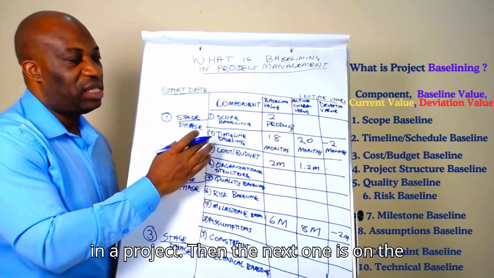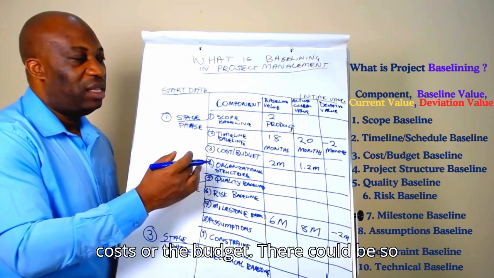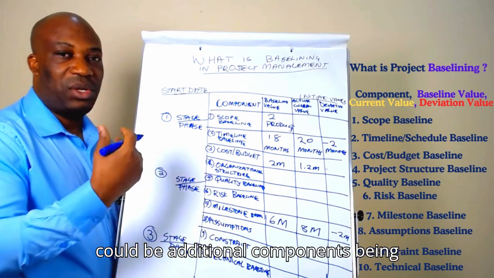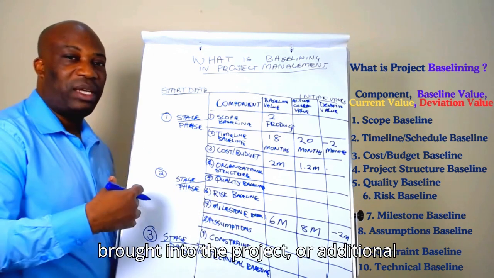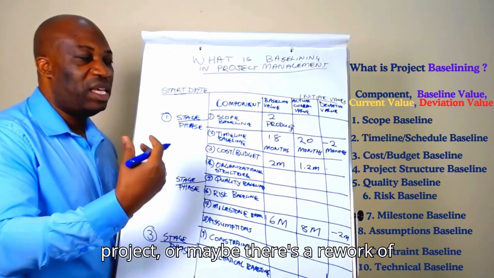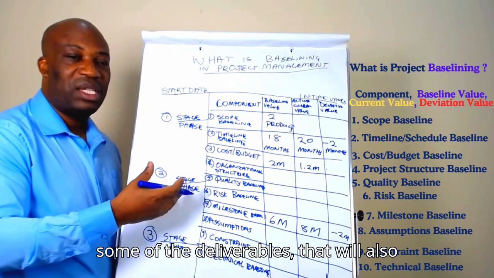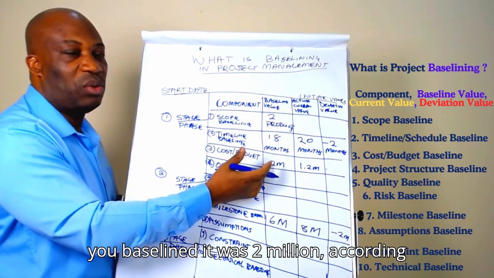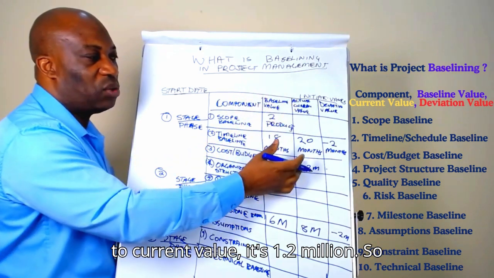Then the next one is on the cost or the budget. There could be so many reasons why the costs can go up. It could be additional components being brought into the project, or additional ingredients being brought into the project, or maybe there's a rework of some of the deliverables that will also increase the cost of the project. So when you baselined, it was 2 million. According to current value, it's 1.2 million.